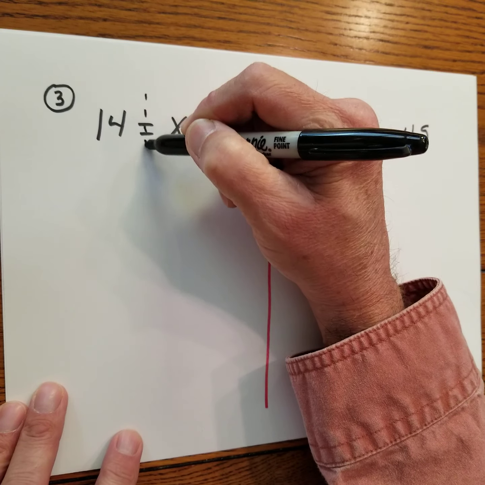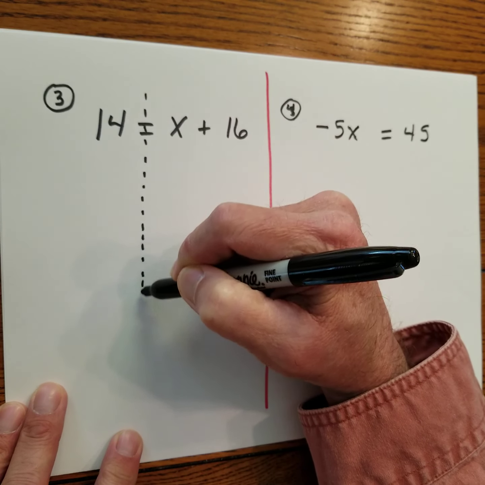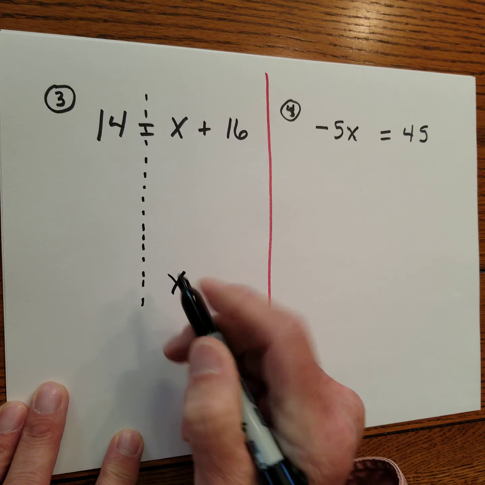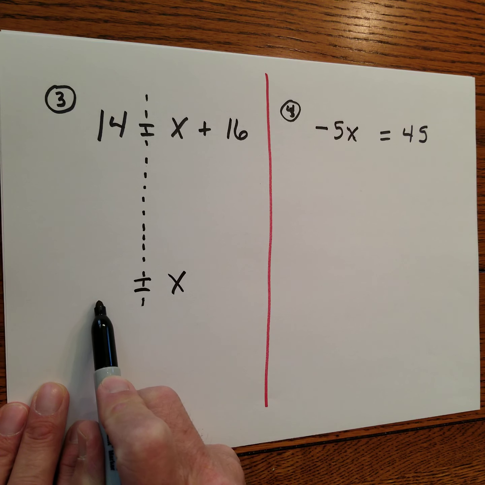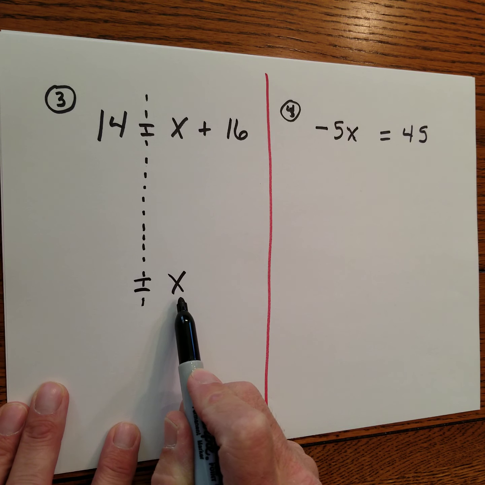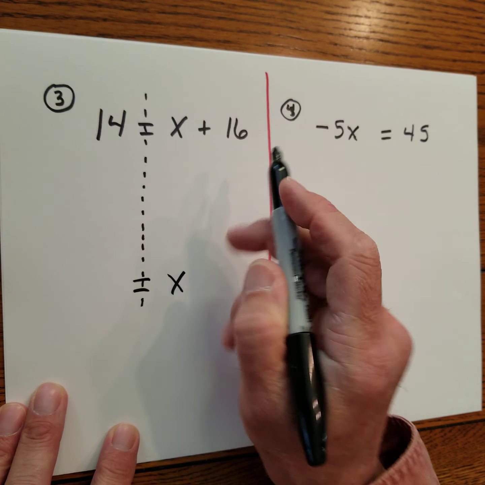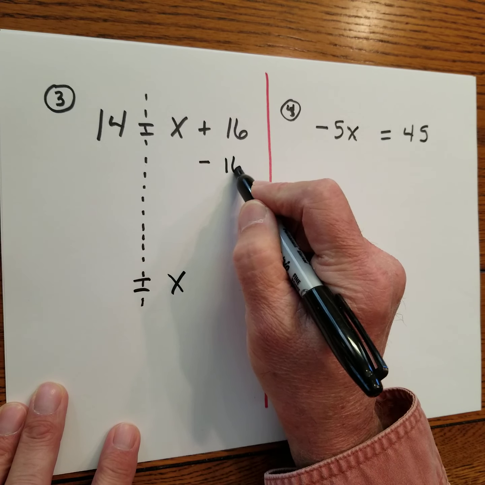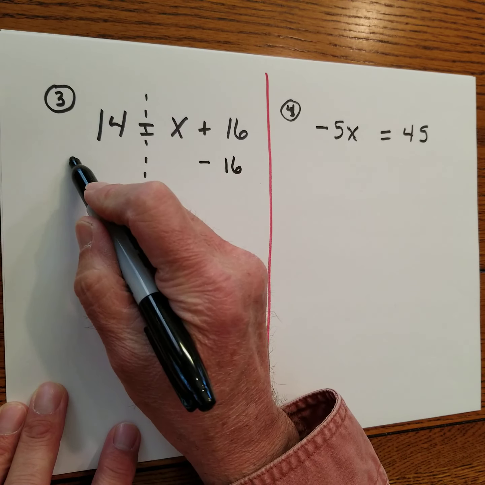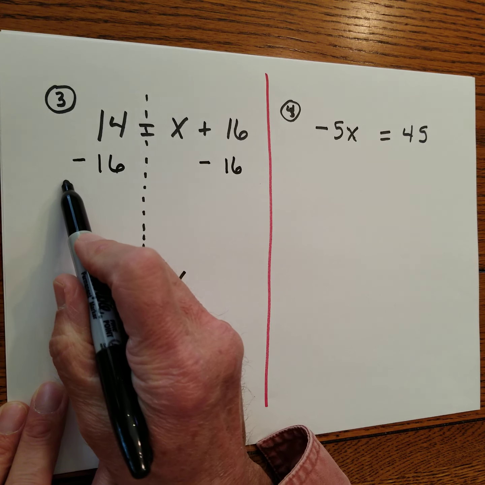When I work problem number 3, I notice that x is on the right side of the fence. It's okay to end up with x here and your answer on the left. If I want x by itself, that 16 has to leave. Inverse of addition is subtraction. If I subtract 16 from one side, I must subtract 16 from the other.